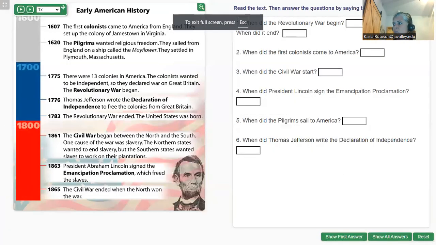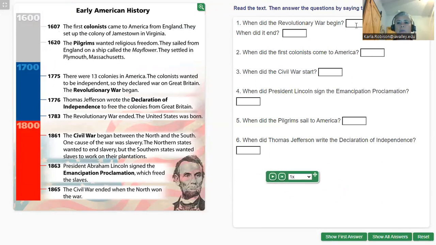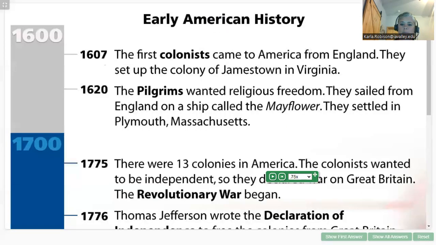All right, so I'm going to make sure I share my sound here. All right, so we're going to listen to read this, and then we're going to answer the text. So this is a timeline, and timelines are set up obviously based on the earliest to the latest. Okay, and so I will slow this down, and then I'll blow it up. Okay, so we will listen to Burlington read this.